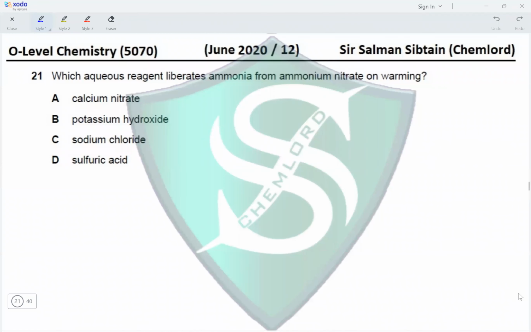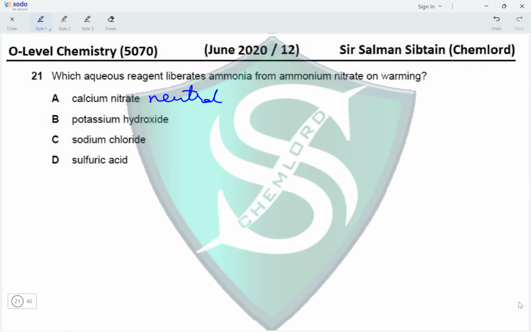Hi guys, this is O-level chemistry, paper 12, June 2020, question 21. Which aqueous reagent liberates ammonia from ammonium nitrate on warming? Okay, calcium nitrate. Now, calcium nitrate is a neutral salt, so it will not act as a base to liberate ammonium ions from ammonium nitrate.